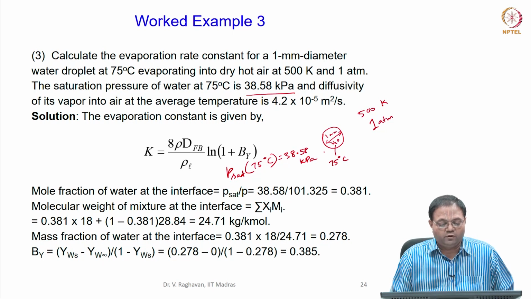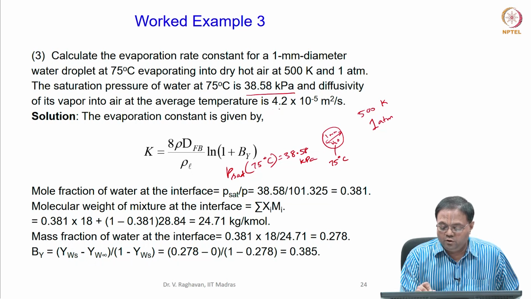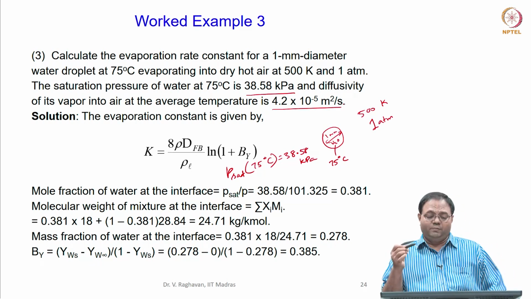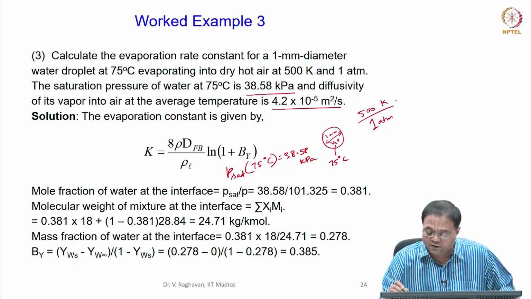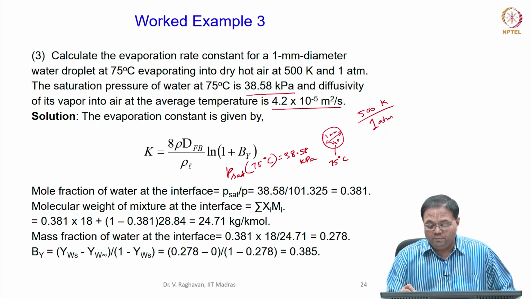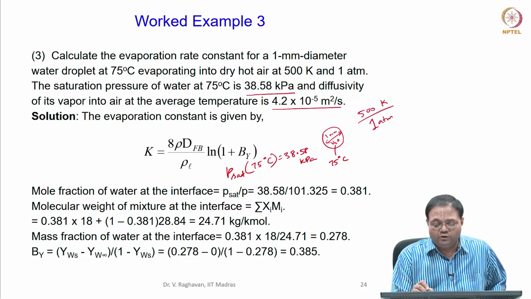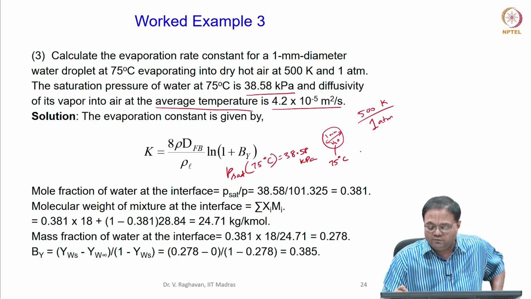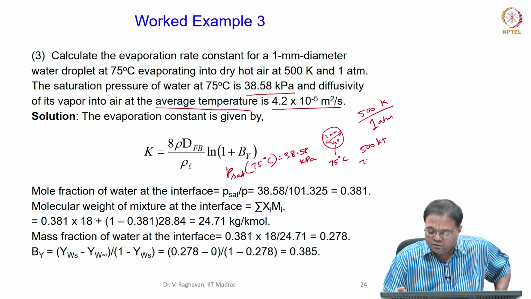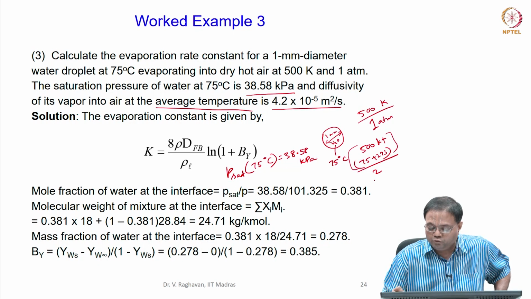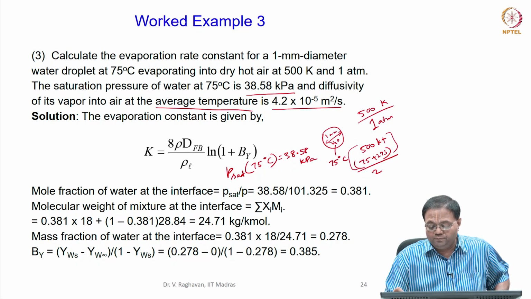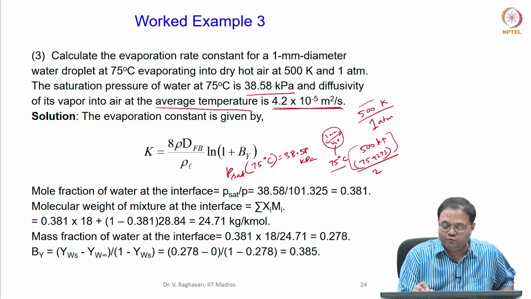And the diffusivity of the water vapor into air is, so it's at an average temperature. Please understand that the ambient is at 500 Kelvin, but the water is at 75 degrees centigrade. So, the diffusivity is a function of temperature. As the temperature varies, the diffusivity will vary. So, this diffusivity is reported at an average temperature, which is 500 Kelvin plus 75 plus 273, divided by 2. So, this temperature plus this temperature divided by 2, that will be the average temperature at which this diffusivity is calculated and reported here.